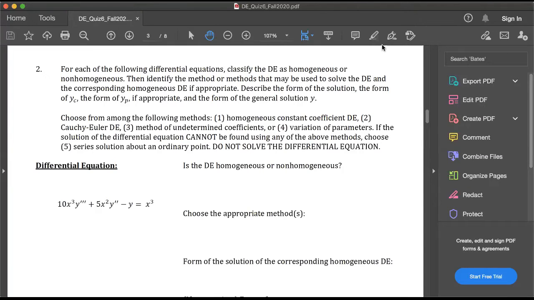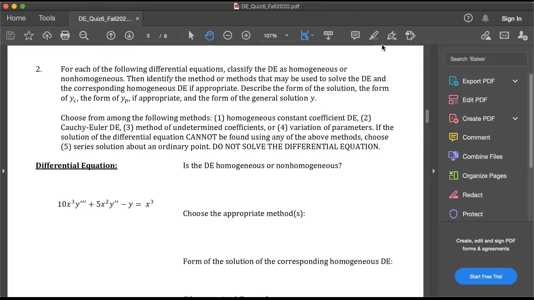In this video, we solved problem number 2 from quiz number 6, which is all about classifying differential equations and just sort of talking through how you would go about solving a particular differential equation. So here's the problem statement.